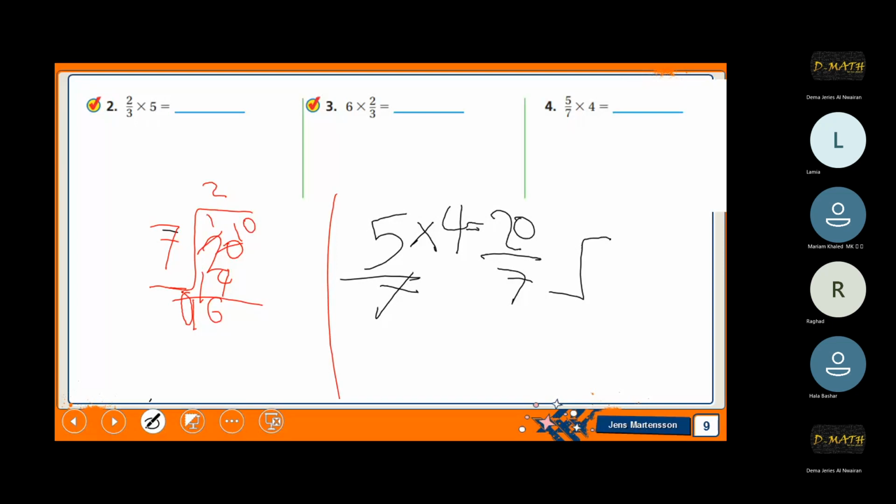Now, how do we write it as a mixed number? Bravo, thank you so much. You wrote 2 and 6 over 7. Yes. Number 4.